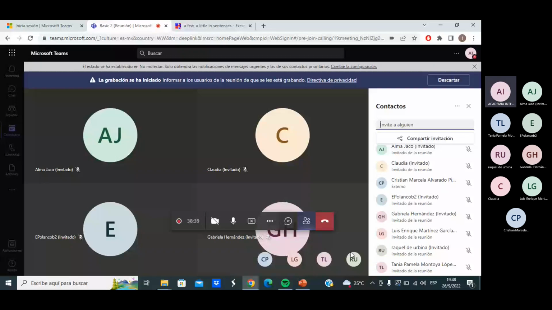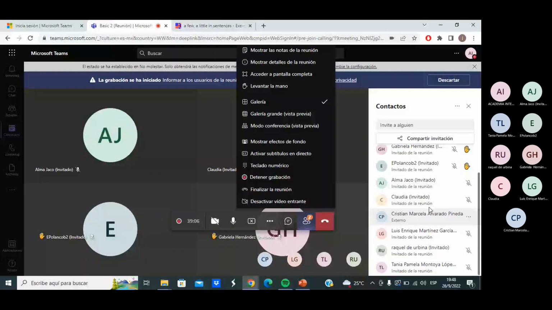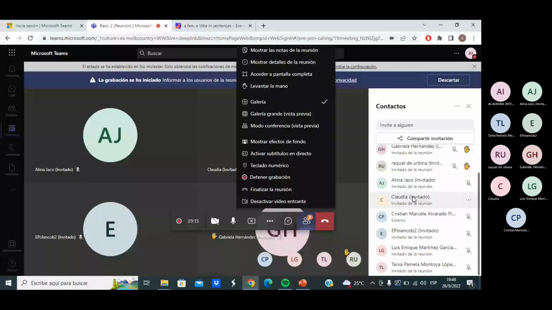Can you raise your hand here in the meeting? There is an option that says levantar la mano. So that means raise your hand. What about the rest? There are just two people that raised their hand. You don't have that option here.